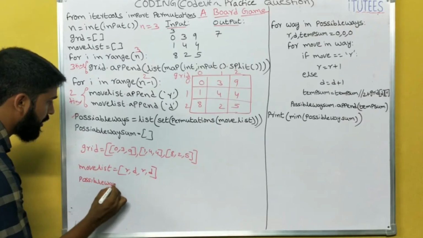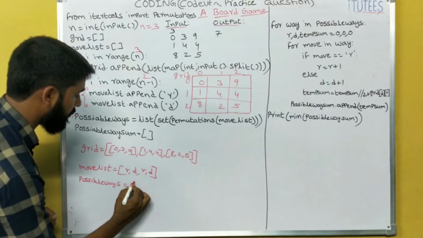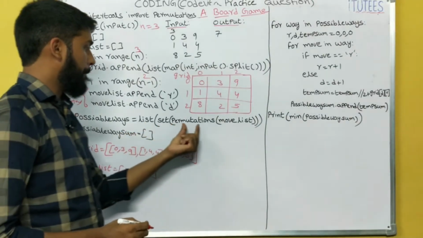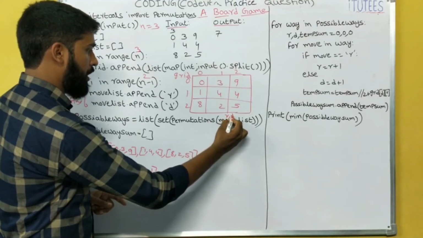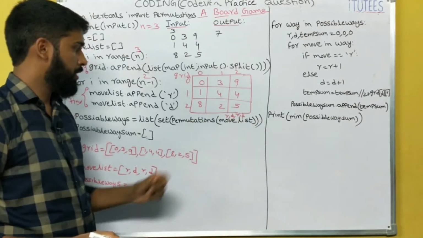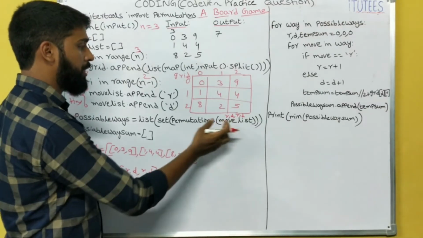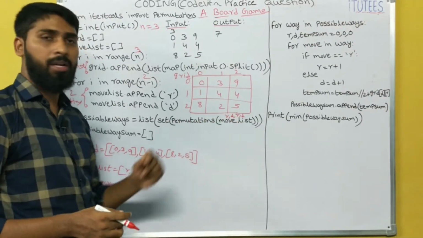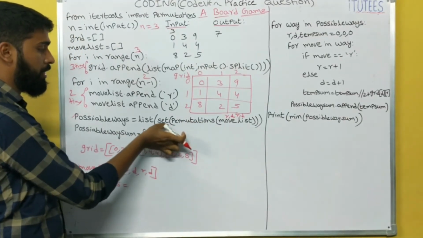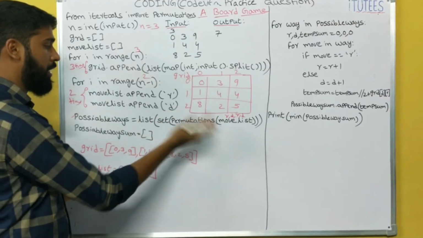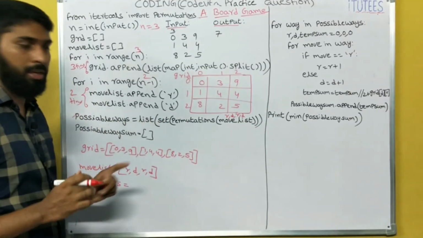Possible ways equals permutations of the move list. You are giving rd rd as input, and the permutation function returns all the combinations of these. If there are any duplications, we can delete them with the help of a set. That means we convert that into a set, and after that I can convert it into a list.